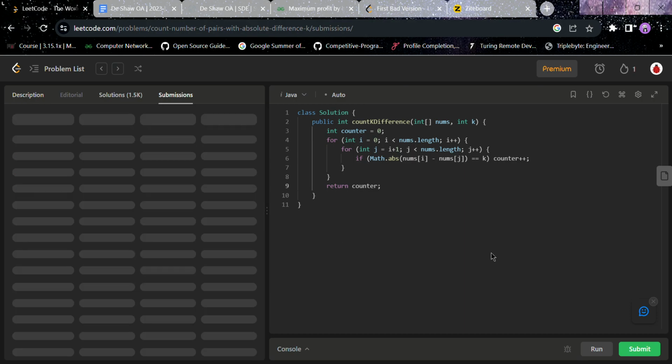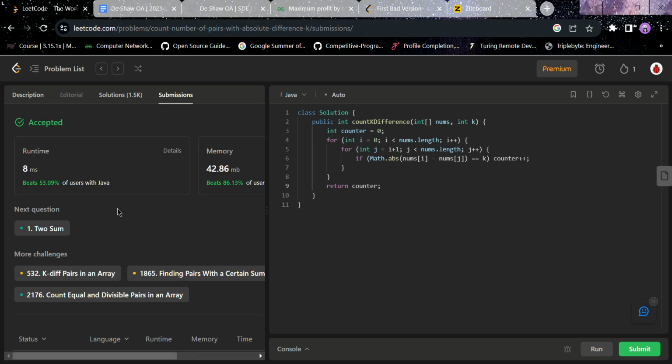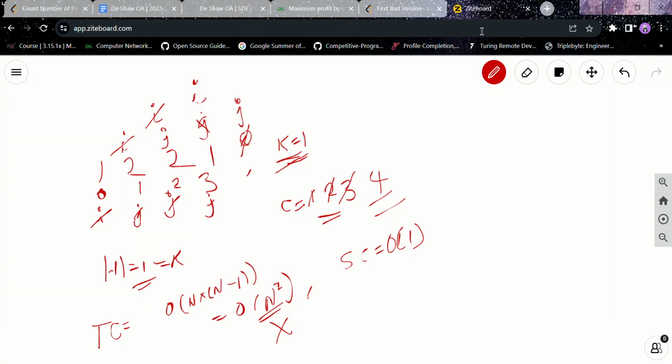Sometimes it might give TLE. Okay, right now it's running, but see, we have 8 ms and only 53% of acceptance, so it is very bad. We should take about 3 or 4 ms only.